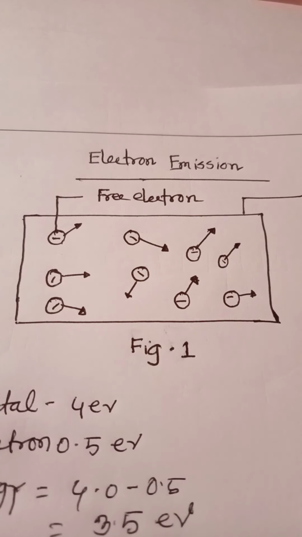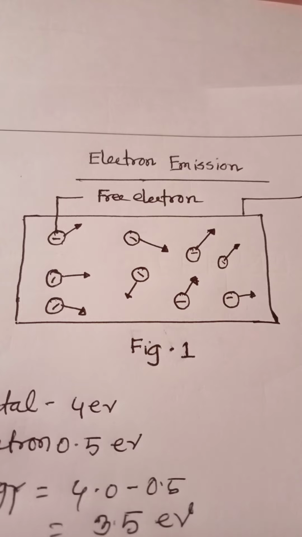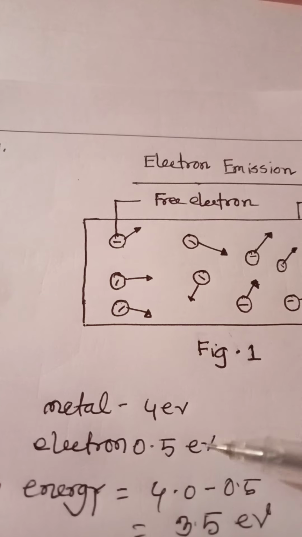So if the total energy required to liberate an electron from the metal is 4 electron volts, and the energy already possessed by the electron is 0.5 electron volts, then the additional energy required is 4.0 minus 0.5 electron volts.